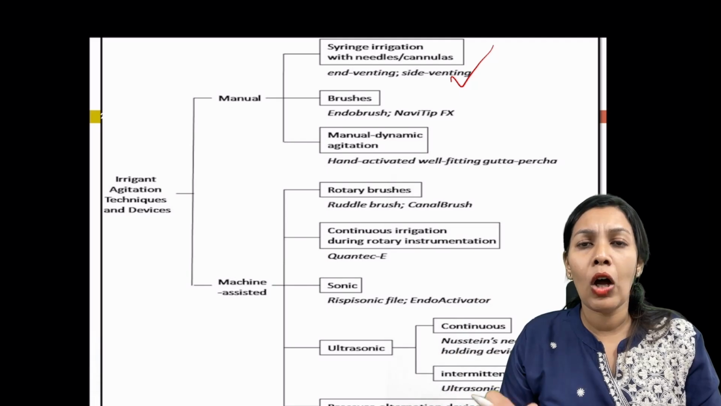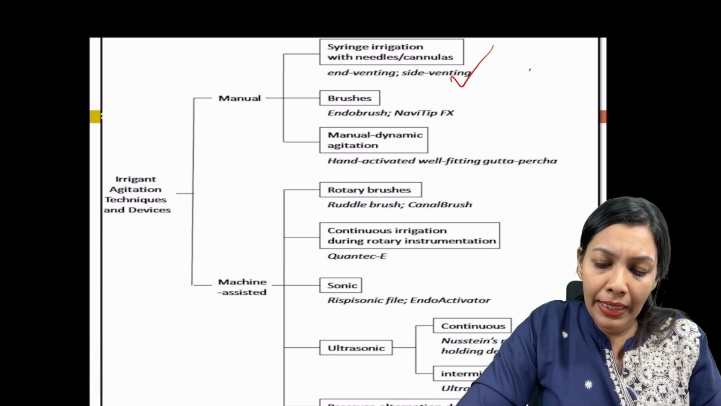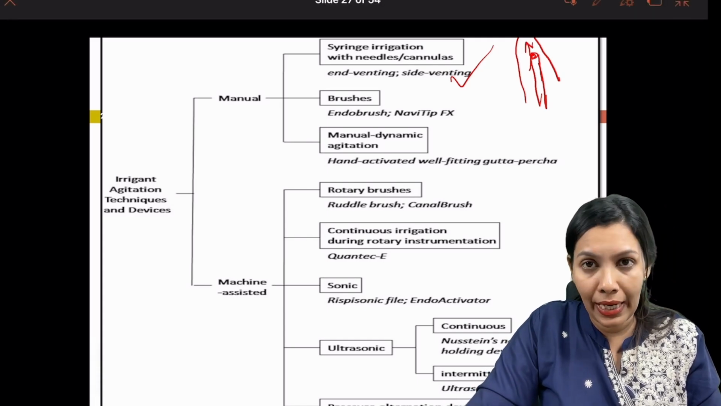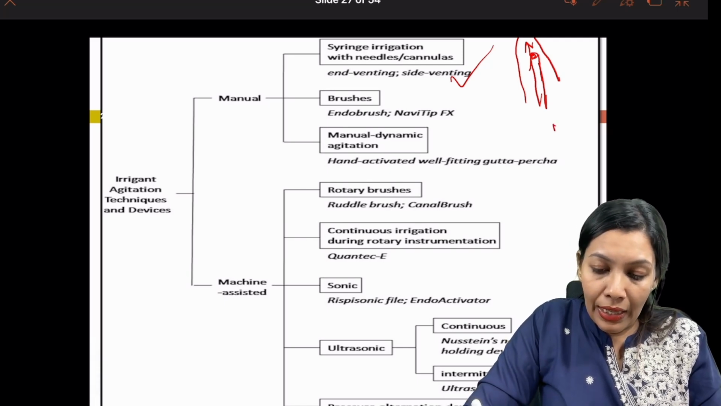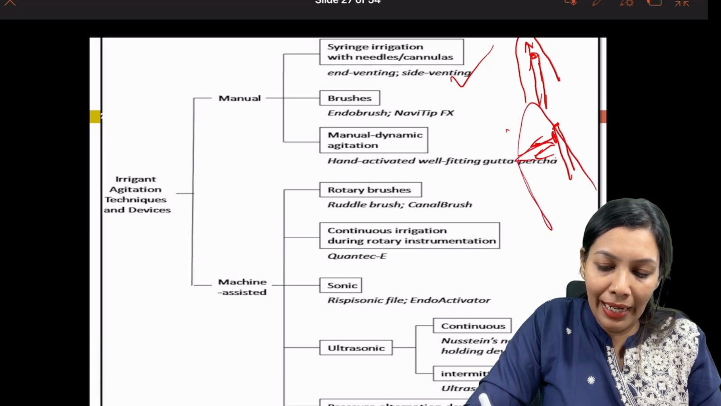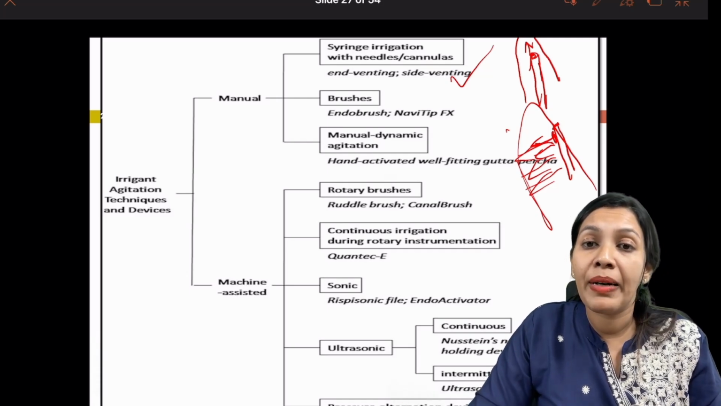We use the normal needle, side vented or end vented. End vented means the needle opens at the apex, like this. When we push the irrigant outward in the root canal, there is a chance of extrusion outside. To prevent that, the newer needles have an opening at the side, and here the end is closed. This is called a side-vented needle. So the solution will come out like this and hit the canal in a perpendicular direction, so it does not cause extrusion of material outside.